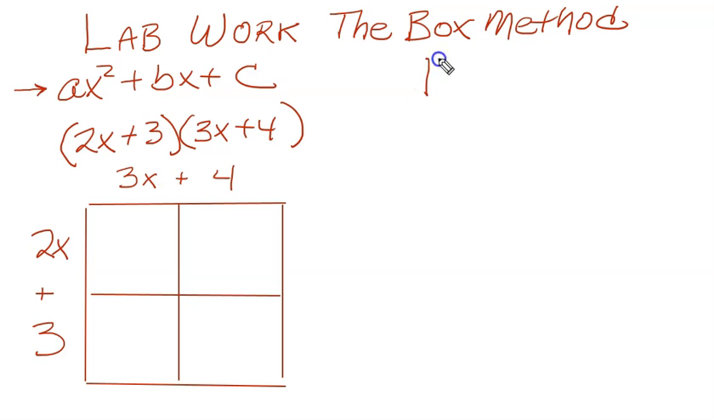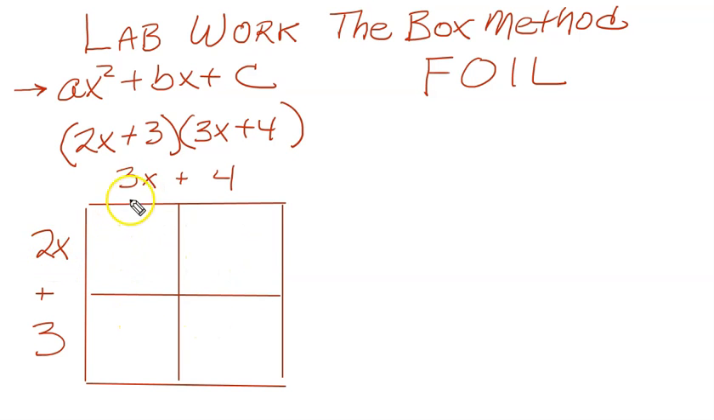Now we also have what is called the FOIL, which we have been reviewing. But this is just another method of multiplying binomials. So the protocol would be to make a box, divide it into 4 parts, and then along one side put the factors or the parts of the binomial 2x plus 3, and then along the other side the 3x plus 4. So now we're going to multiply and fill in these boxes.